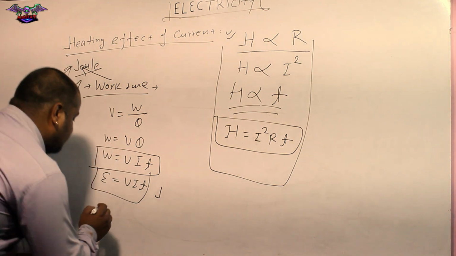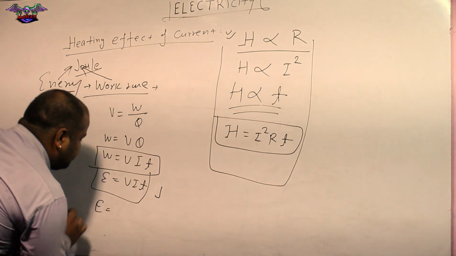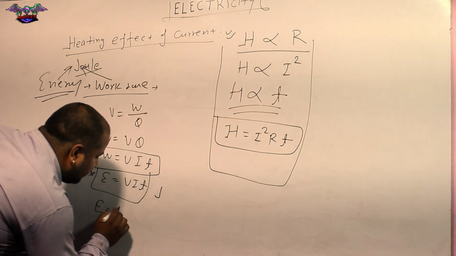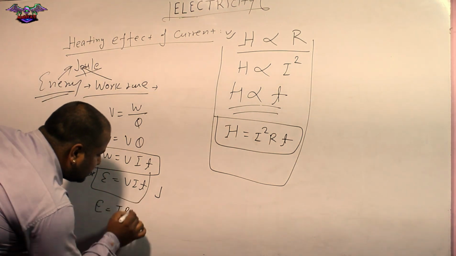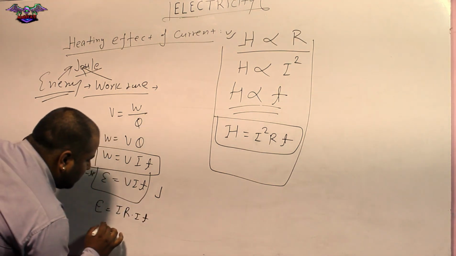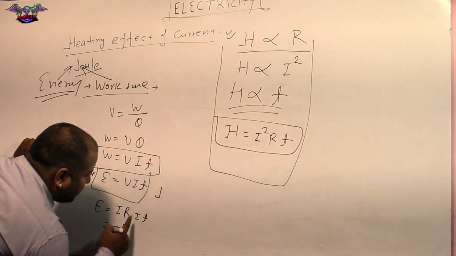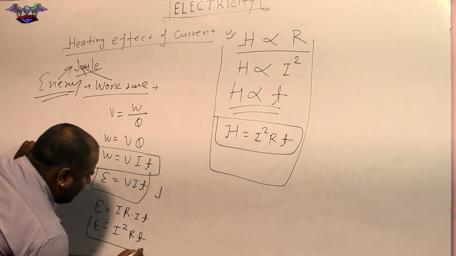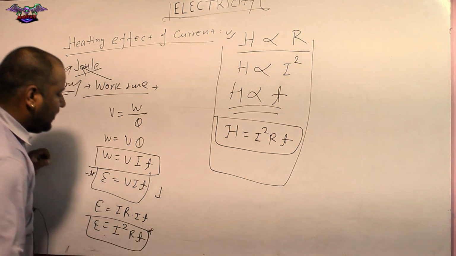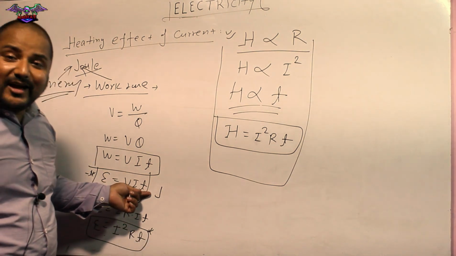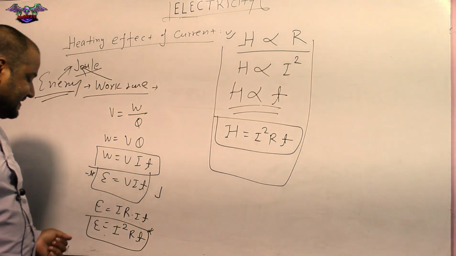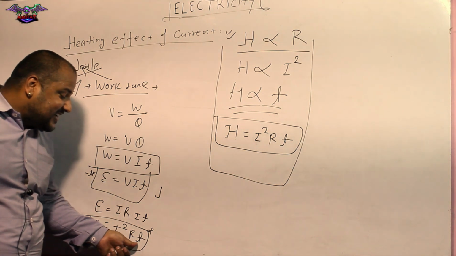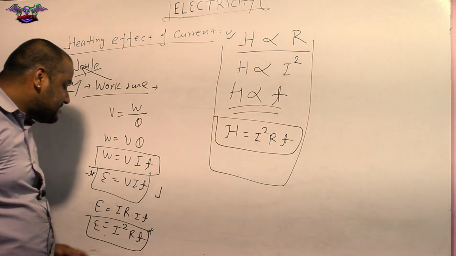Now I want to get this formula in terms of resistance or other things. Energy equals V, and we know V equals IR, and this is IT. So it will be I into I squared R T, that is I squared RT. This is also a formula for the energy. Wherever the voltage, current and time are given, you use the first formula of energy. Wherever you are given in the question current, resistance and time, then use this formula.